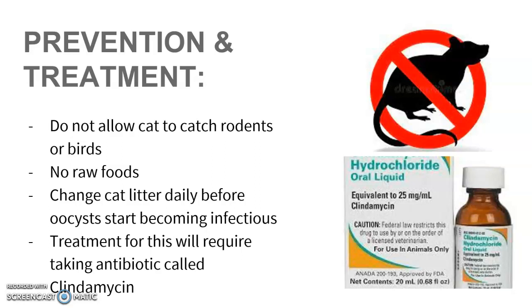Talking about prevention and treatment, do not allow cats to catch rodents or birds, because that can cause them to get the parasite into their system, since the rodent is the intermediate host for this parasite. No raw foods at all. Cooked foods would be a way to prevent this from happening.